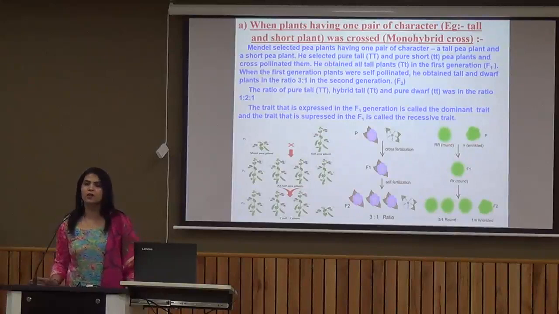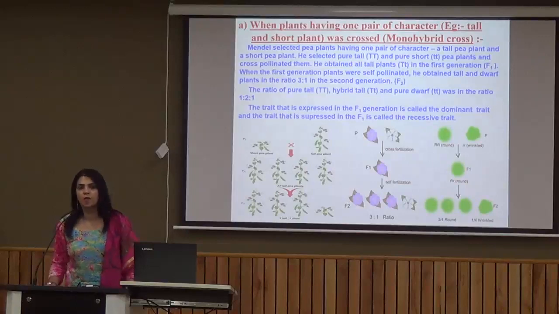So this particular cross in which only one pair of contrasting trait is taken into consideration is known as monohybrid cross. The ratio which is obtained, 3:1, that ratio is known as monohybrid ratio. And on the basis of this, Mendel had formulated one law, that is law of dominance.